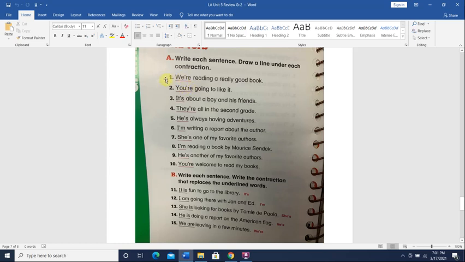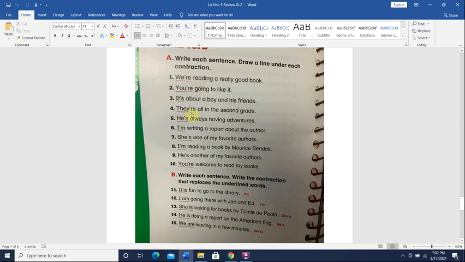So number 1, I underlined where. Remember, the contraction is a short form of two words, and here we are joining two words, the pronoun and the verb, okay? So here the contraction where is originally two words, we are. Okay, number 2, you are, the contraction is you're. Number 3, it's about a boy and his friend. It's is a contraction of it is.